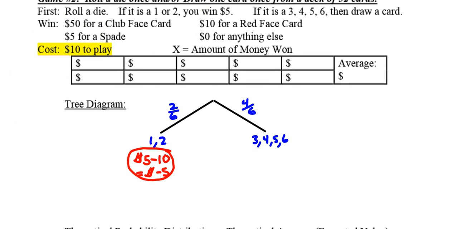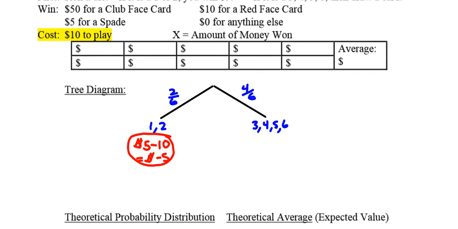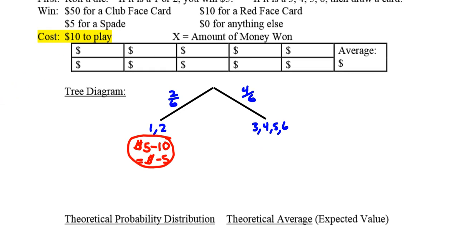Now, moving on to the second round. Second round, we're going to draw a card. So how many outcomes are there? Well, we could draw a club face card for $50, a red face card for $10, $5 for a spade, and $0 for anything else. So there are 4 outcomes in the second round.